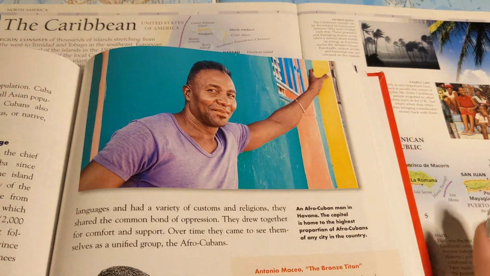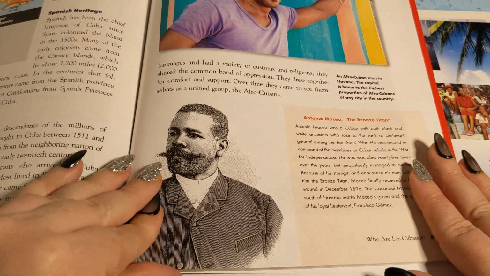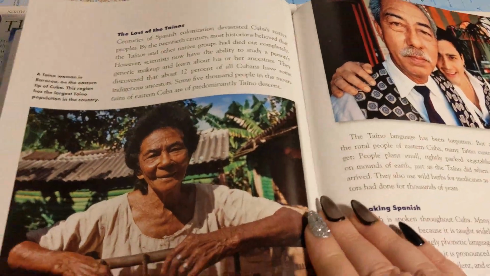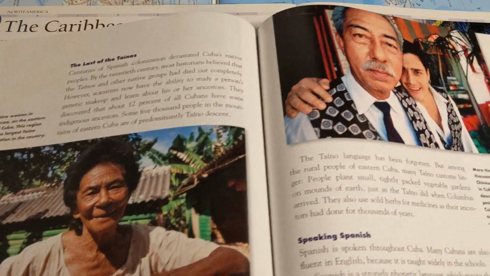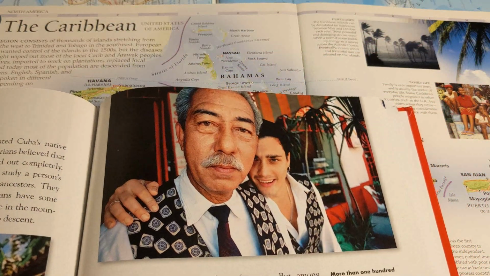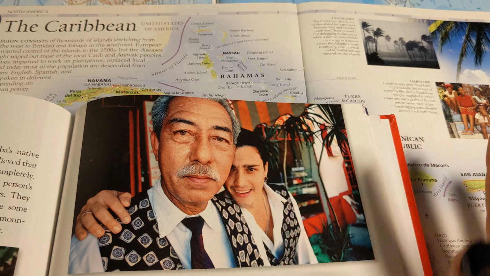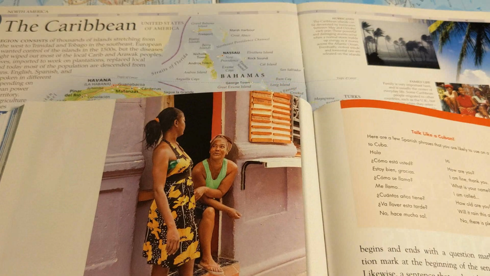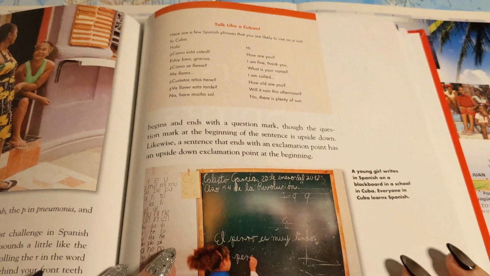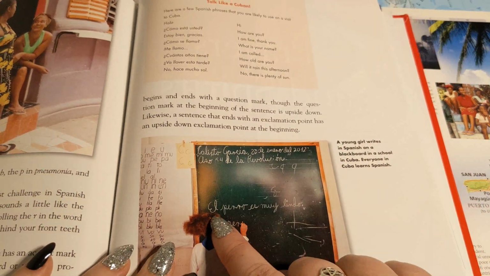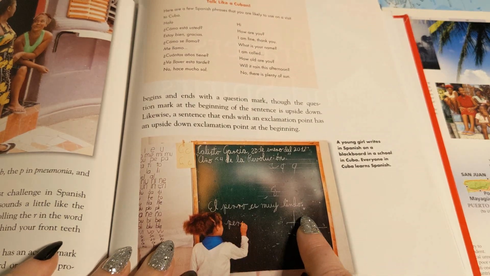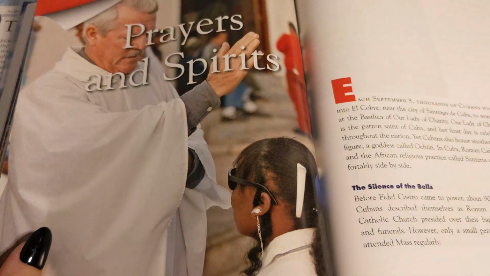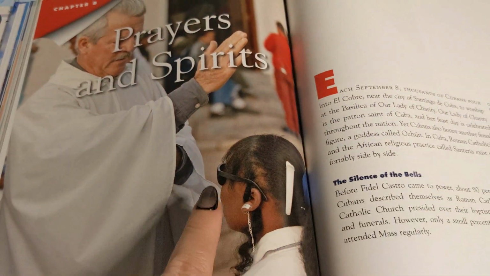An Afro-Cuban person, a revolutionary fighter, Antonio Maceo, great mustache, a Taino woman, and a Chinese Cuban, because many people from China came over as indentured servants and things like that. Enjoying the nice day. She's working hard in school here. El perro es muy lindo. Cute. Oh, it's time for communion, I suppose. Wearing her glasses.